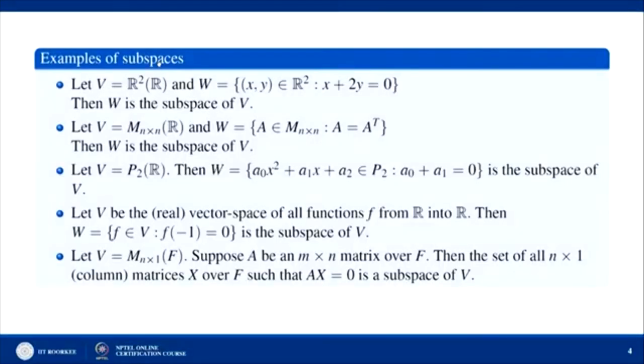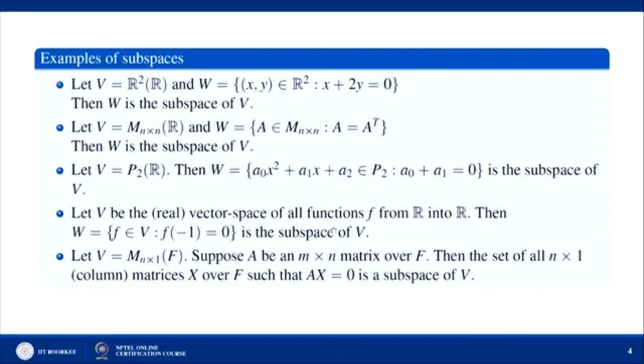Similarly, we can show it for the third problem also. You take two arbitrary vectors of P2 and try to show that it is closed under addition and scalar multiplication. Or you can take U and V in P2 and try to show that alpha dot U plus V is also in P2, okay.